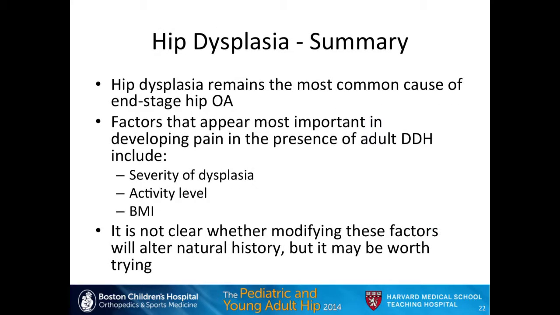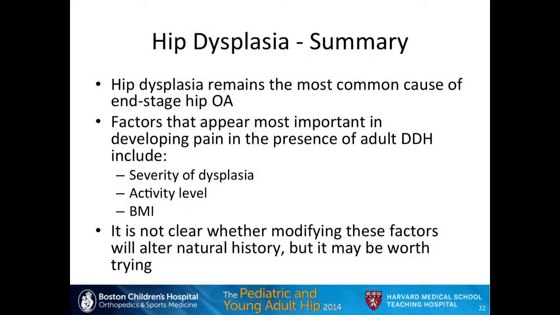So in summary, what do we know about DDH? Well, hip dysplasia remains the most common cause of end-stage hip arthritis. We've talked about that. And the factors that appear most important in developing pain in the presence of adult DDH still include severity of dysplasia and activity level. BMI still needs to be accounted for a little bit, but I think there's some good data to support that, and intuitively, again, I think it makes some sense.